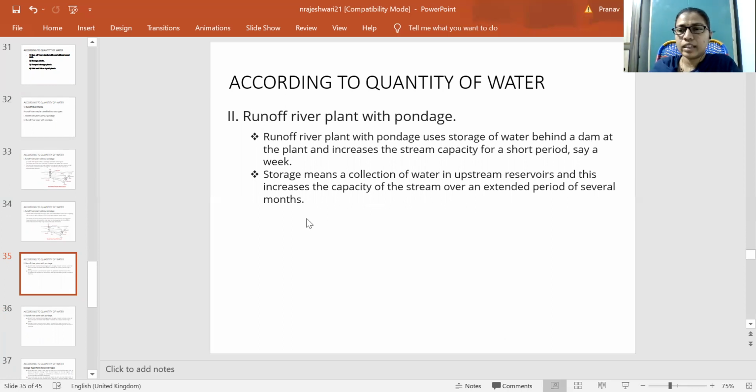And coming to the second classification, run-off river plant with pondage. A run-off river plant with pondage uses storage of water behind the dam at the plant, and it increases the stream capacity for a short period, say 1 week. And storage means the collection of water in upstream reservoirs, and thus this increases the capacity of the stream over an extended period of several months.